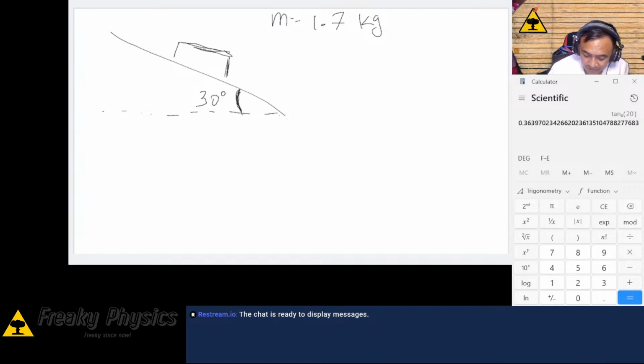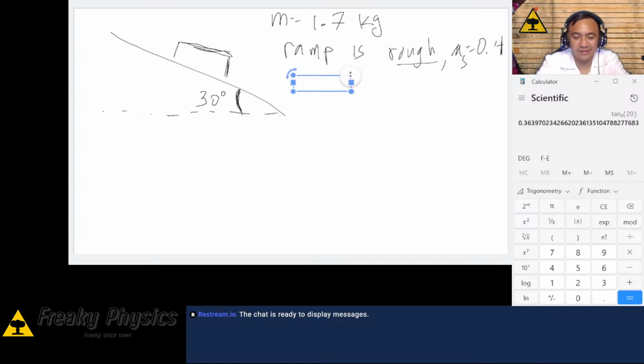And then I'm just gonna give you a situation. The ramp is rough. I'll give you mu s equals 0.4. So the question now is, is the box going to move or not?